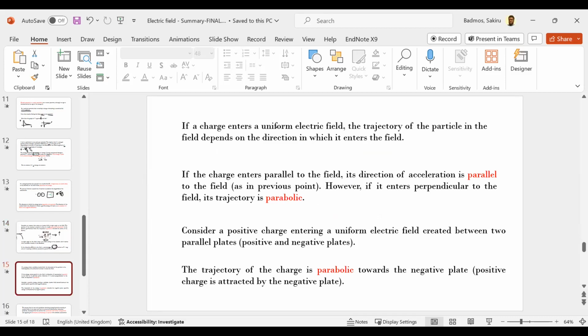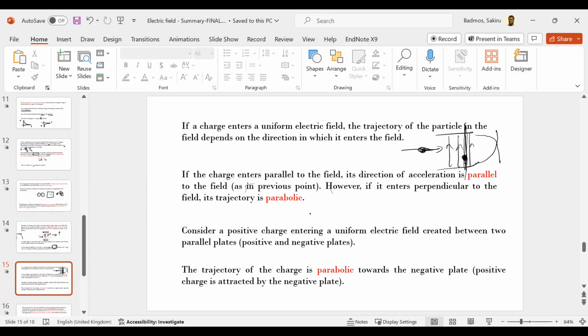Now if a charge enters a uniform electric field, the trajectory of the particle depends on the direction in which it enters. So if the charge enters parallel to the field, then the direction of the acceleration is parallel to the field, as raised in the previous slide. However, if it enters perpendicular, then the path is parabolic. So basically, if the field is that way, and the charge enters like that, it's going to move parallel depending on the nature of the charge. But if it enters perpendicular, then its motion will be parabolic, that way or that way, depending on the nature of the charge.